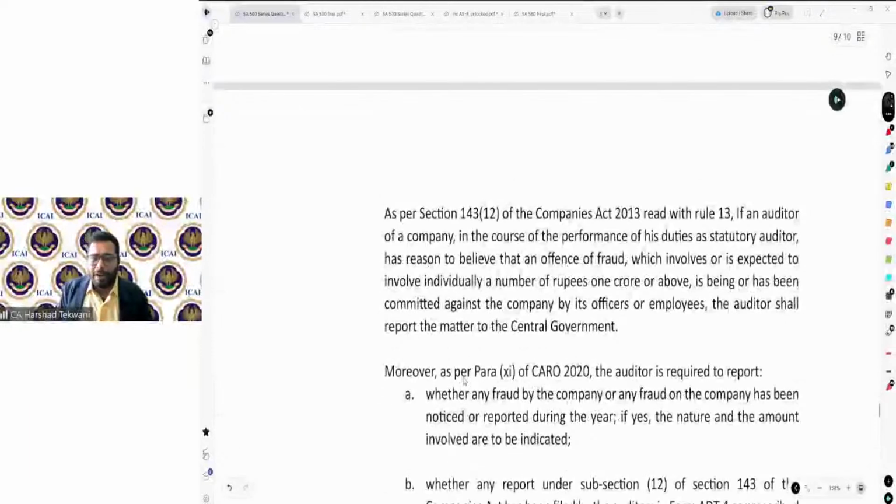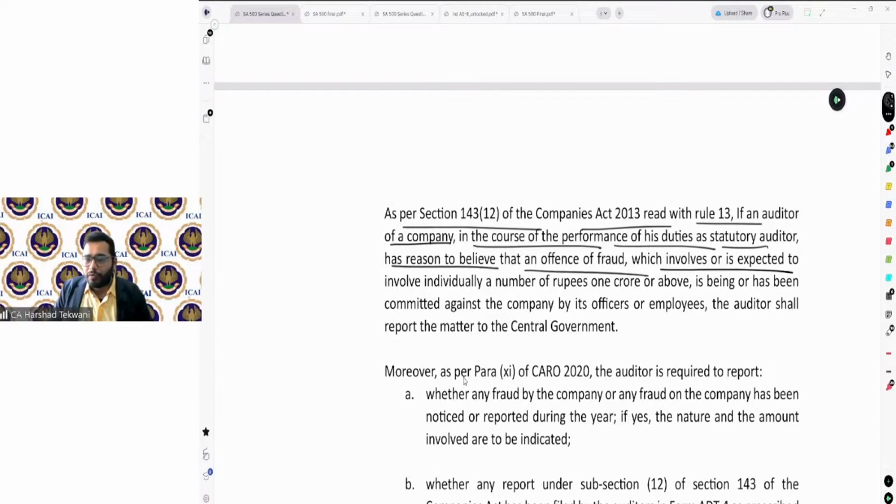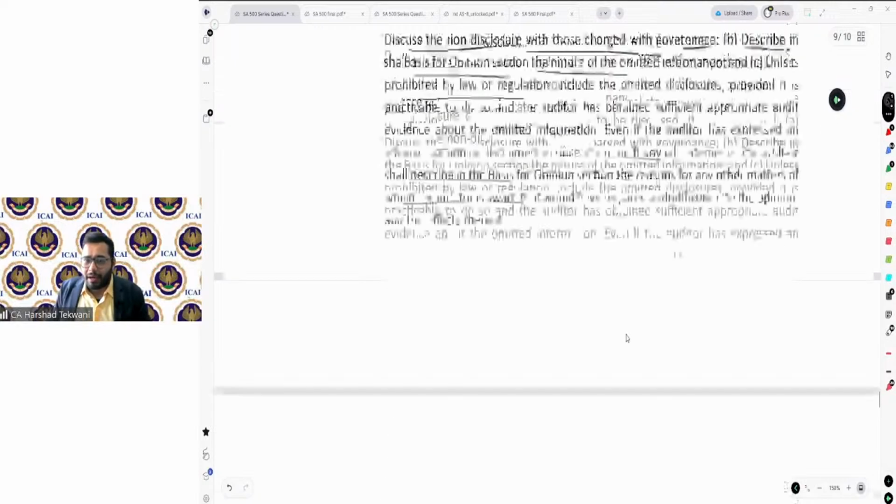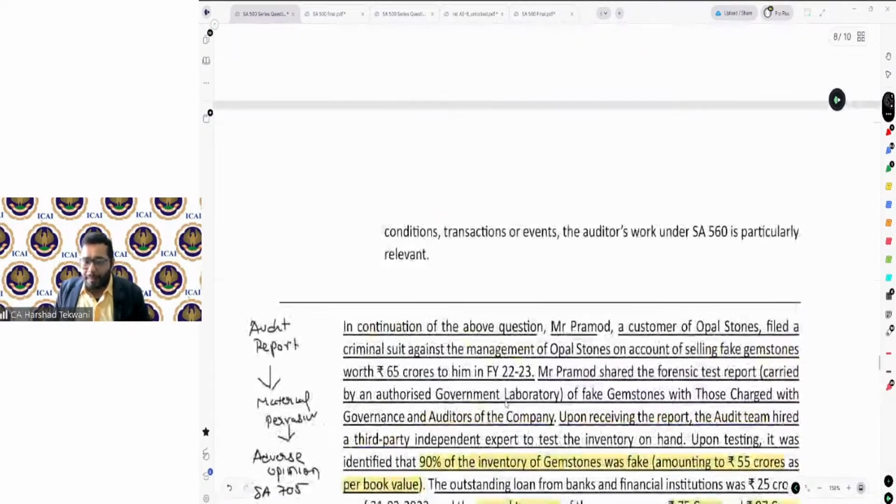Other than that, section 143(12) of the Companies Act, read with rule 13. If an auditor of the company, in the course of the performance of his duties as statutory auditor, has reason to believe that an offence of fraud which involves or is expected to involve individually or in aggregate rupees 1 crore or more, then in that case, I need to inform the Central Government. So it is more than 1 crore. Fraud is of 55 crore plus 65 crore, the sale which has already been made is of a fake gemstone. So it's more than 1 crore by default.